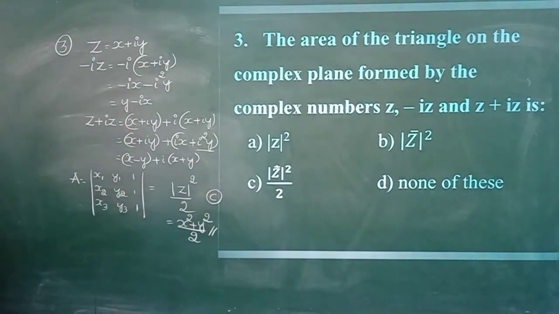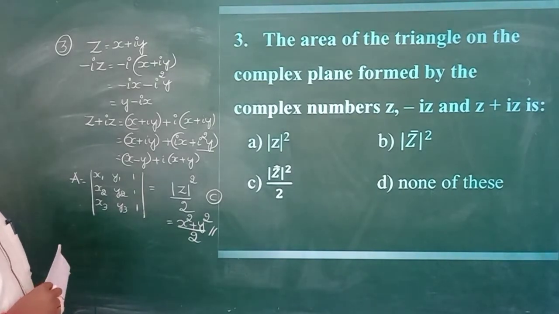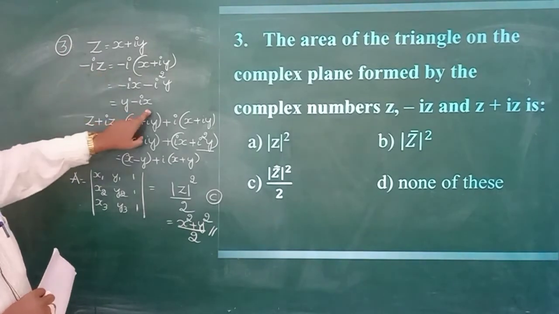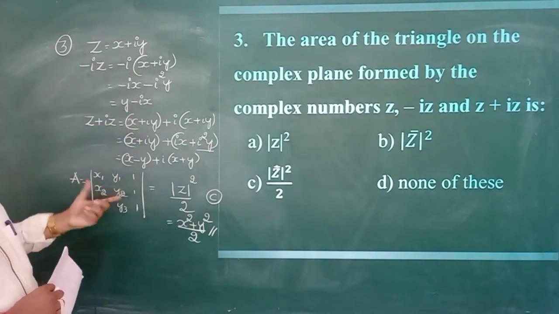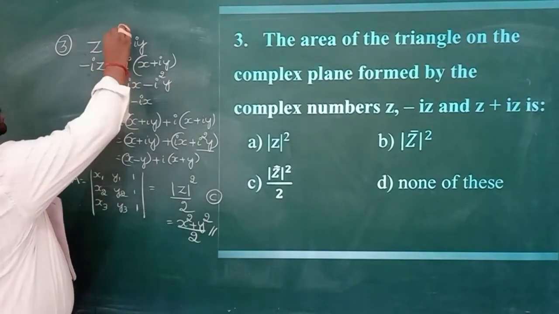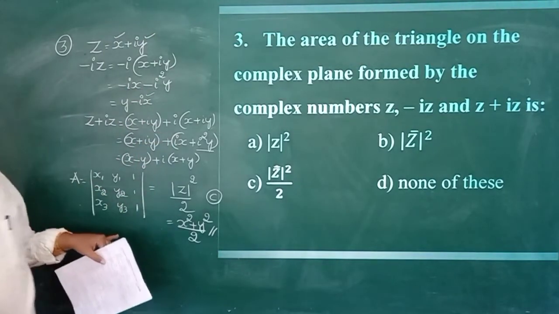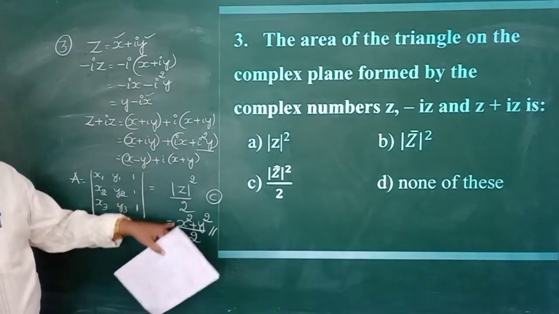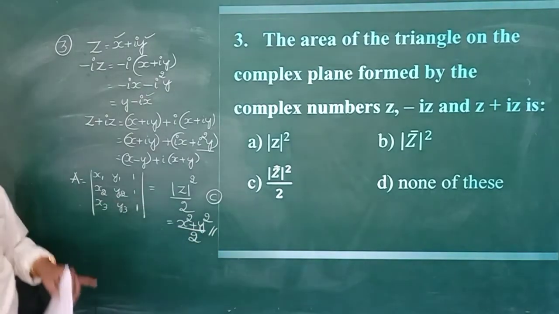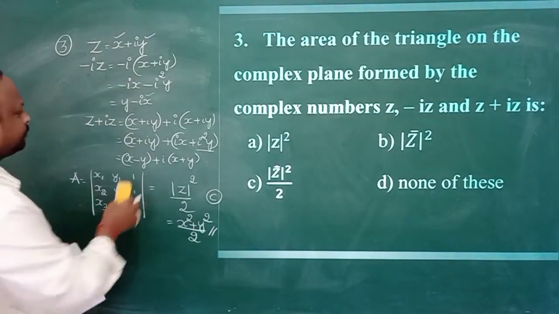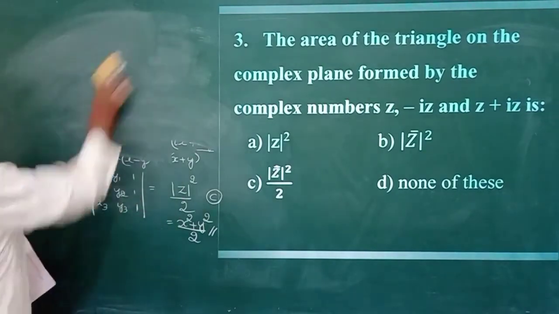So I will repeat once again. The area of triangle on the complex plane formed by the complex numbers z equal to x plus iy, minus iz equal to y minus ix, and z plus iz, substitute in this. Here this is x1 y1, x2 y2. Substitute everything in the area of triangle formula, you will get x square plus y square divided by 2. This is a standard result. You can remember it as it is. Next one.